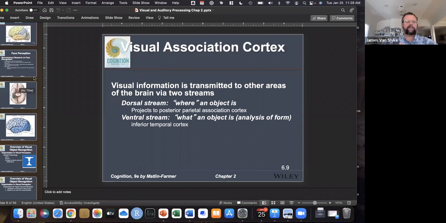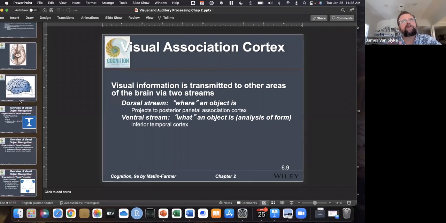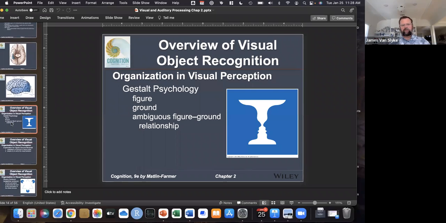Okay, so let's move on to more strictly cognitive science sorts of things, which is thinking about how we make sense of the visual information that we see. How do we categorize that? So there are a few different types of principles. One is this idea of Gestalt psychology.